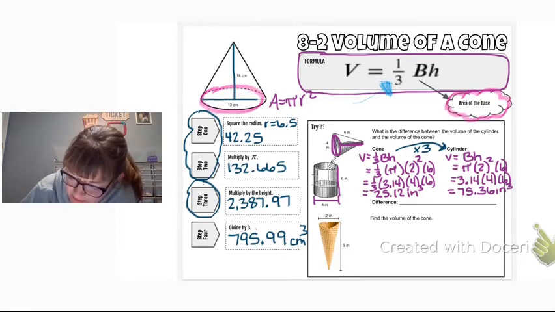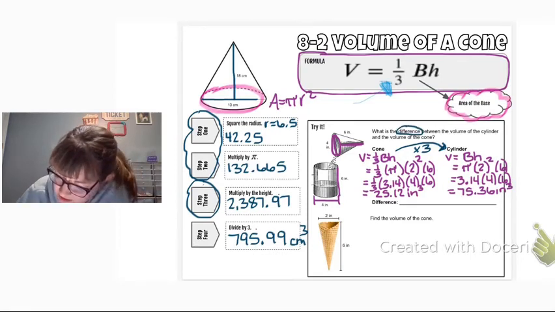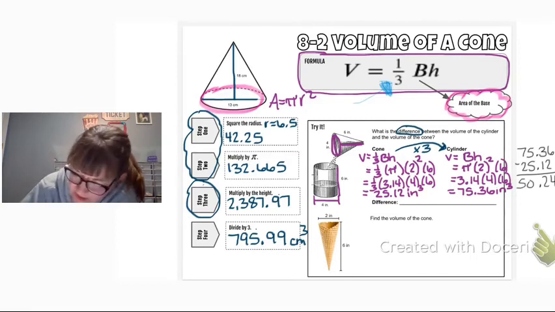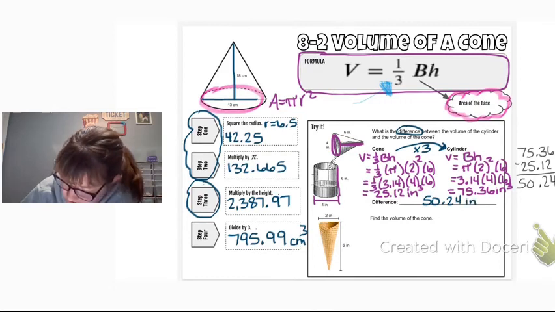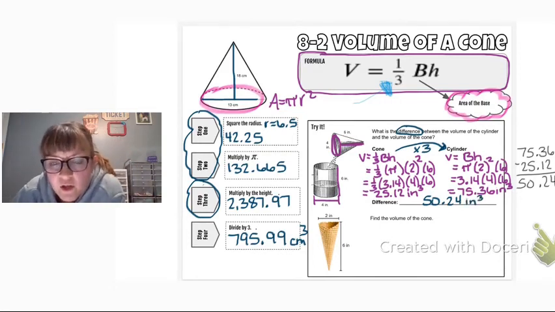Now this said, what is the difference between the two? So we'll subtract those. So 75.36 minus 25.12. And so the difference between the two is 50.24 cubic inches. So the cylinder holds 3 times what the cone holds. And that gave us a difference of 50.24 cubic inches.